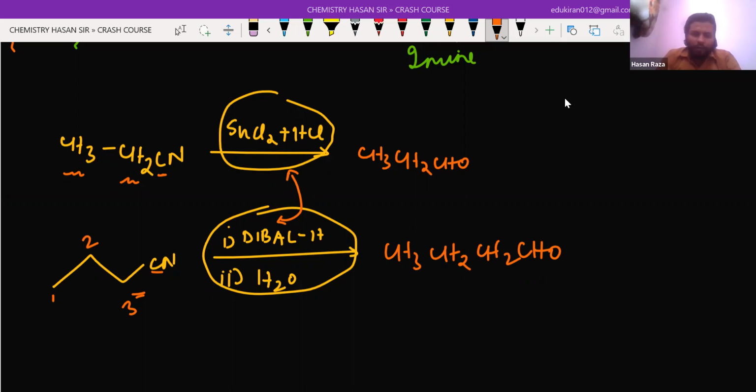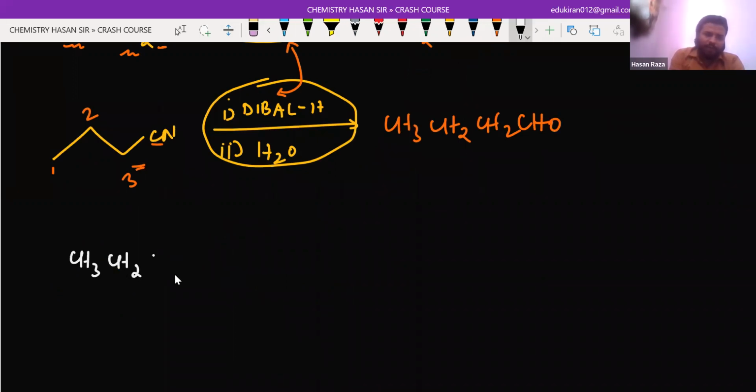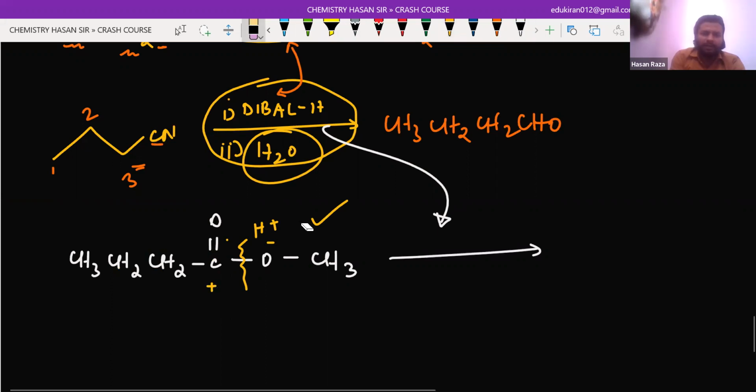Now we are going to do it from ester. If you have CH3, CH2, CH2, C double bond O, and then comes this, this is your ester. And if you are going to use these reagents, then see what will happen. This bond will be broken. And since water is there, there is negative and there is positive. So H plus will be going with this and OH. No, wait a minute.